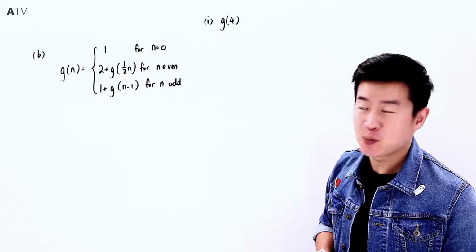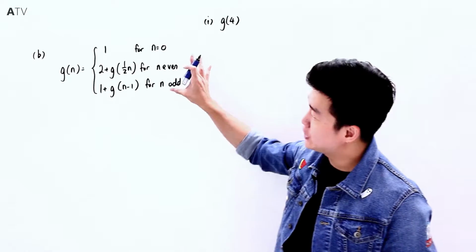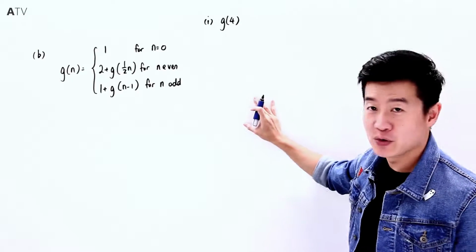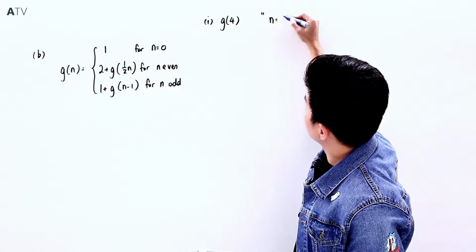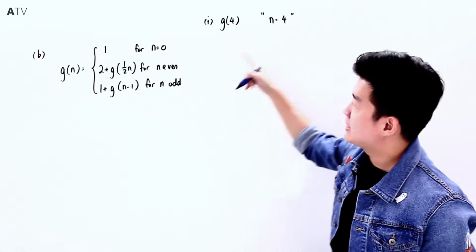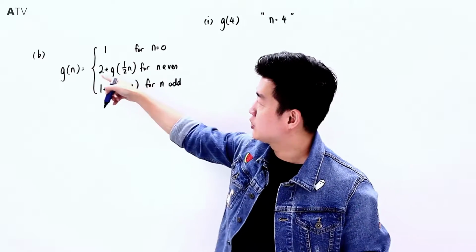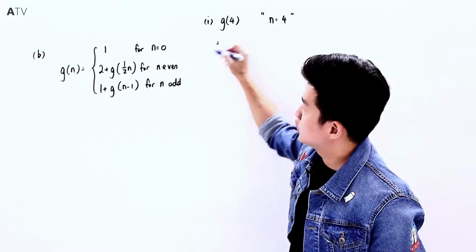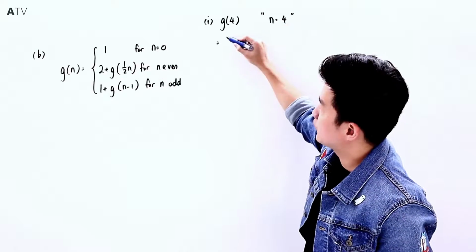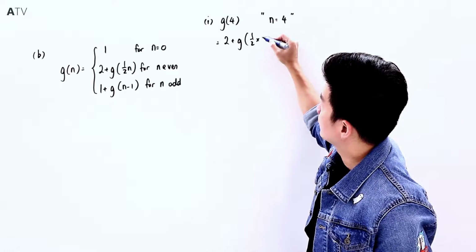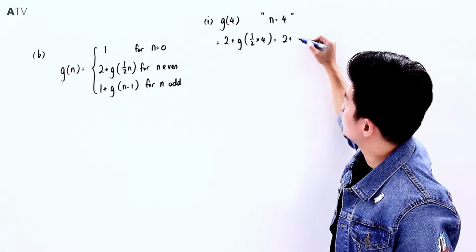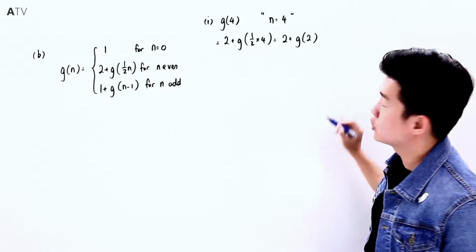And now we are given a piecewise function. Let's use our understanding of what is given to us to find the value for G4. For G4, we know that n is equal to 4, which means that we are looking at an even n, so I'm going to make use of this expression. So making use of this, when n is equal to 4, G4 will be 2 plus G of half times 4, which is 2 plus G2.